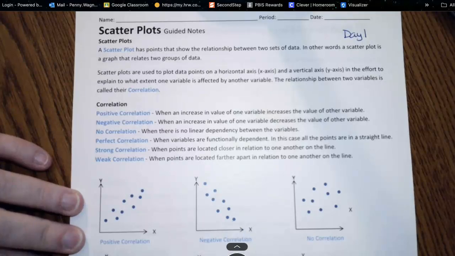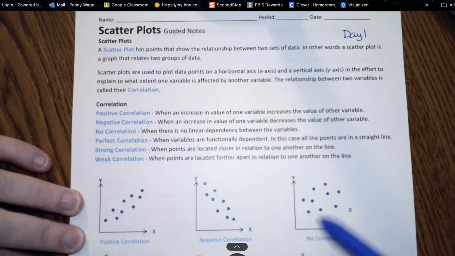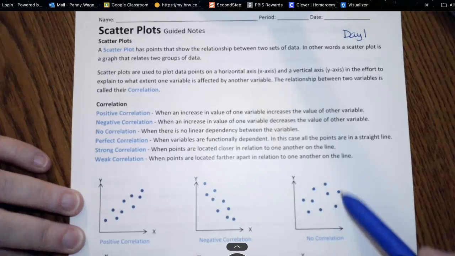No correlation is when there is no linear dependency between the variables. And then it just looks like it could be positive, it could be negative. We just don't know. It's a little bit of everything here.